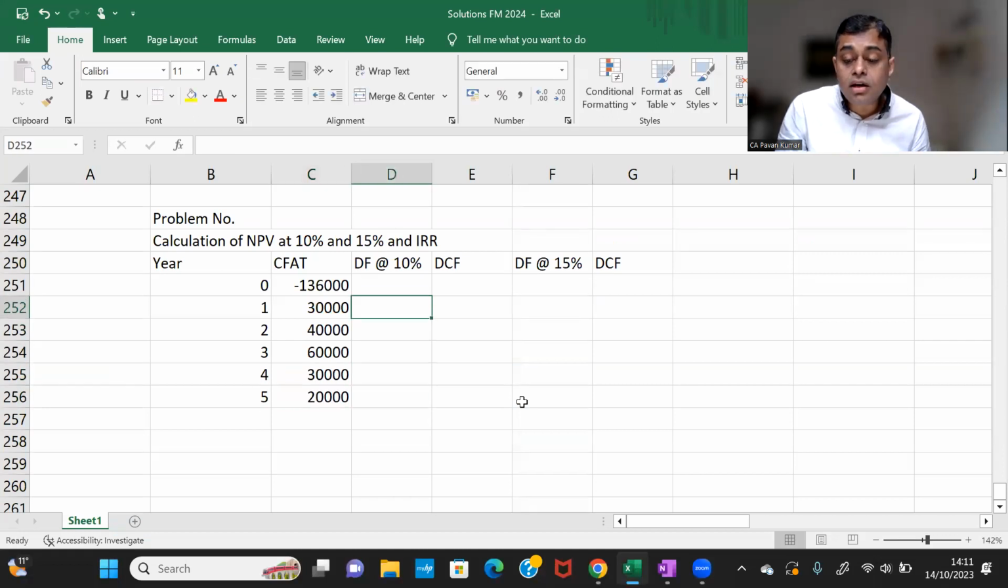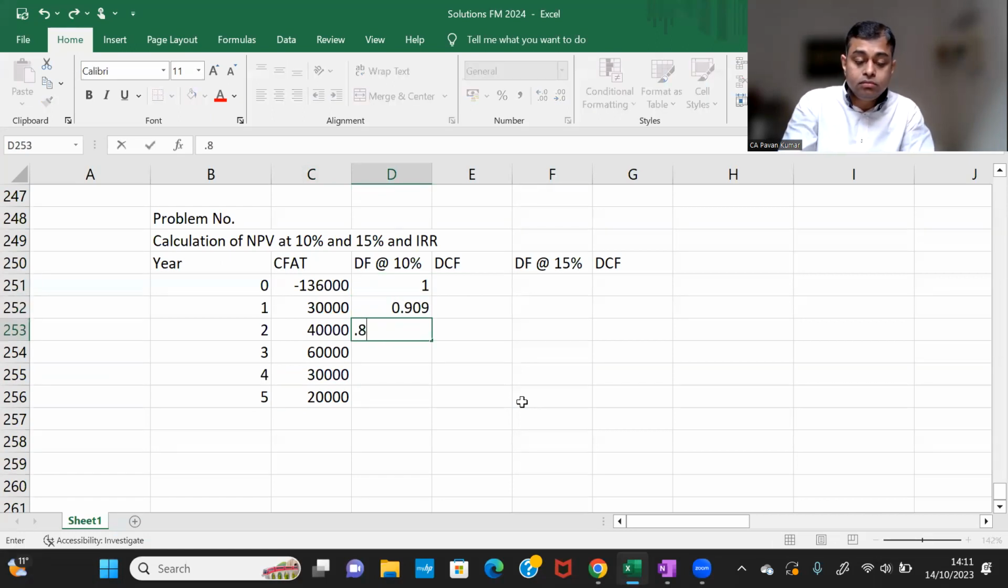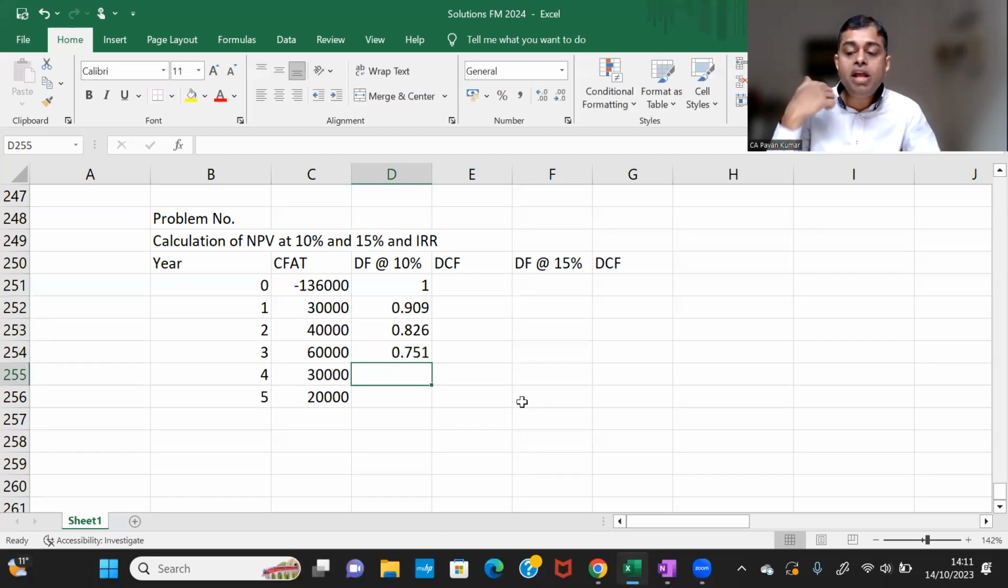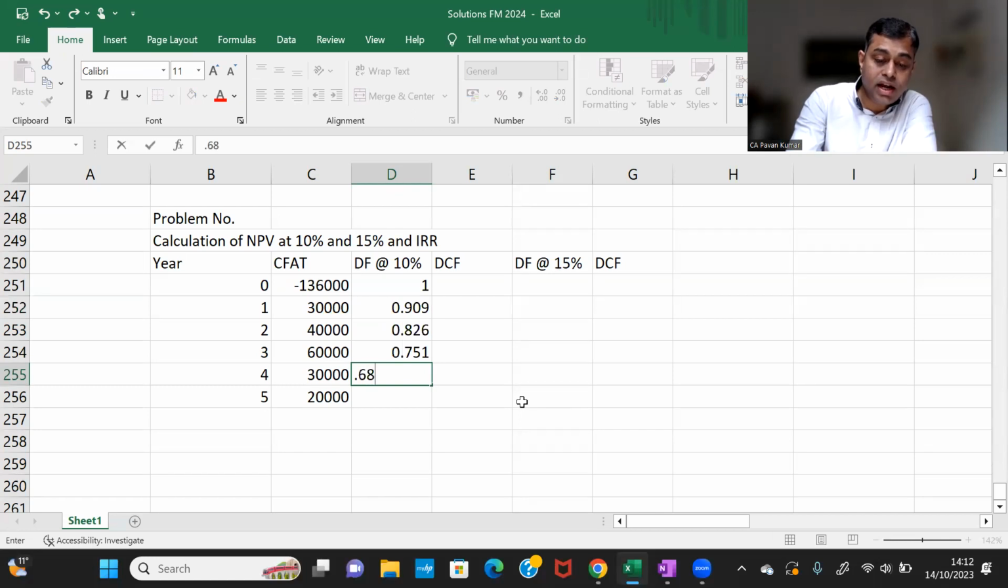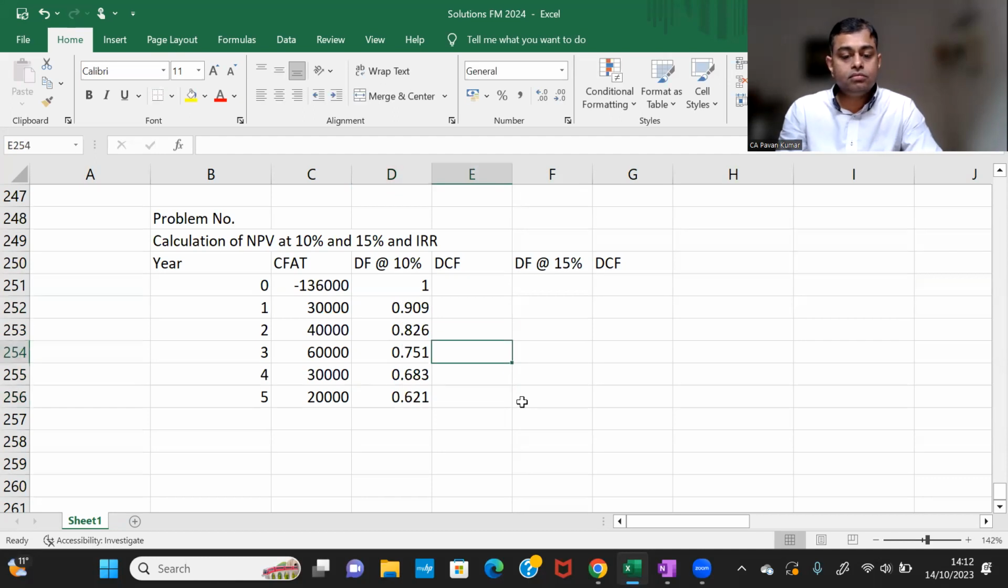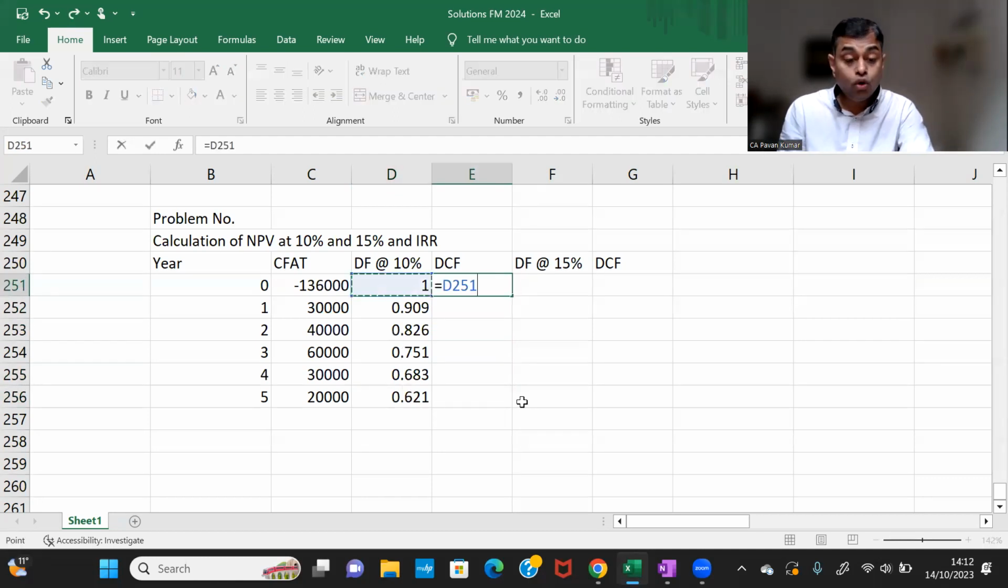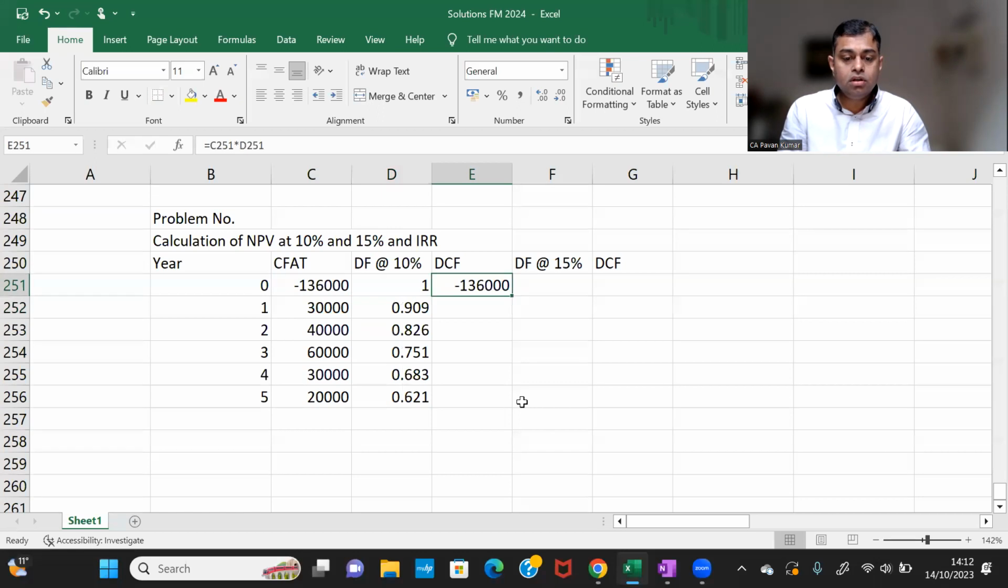Can someone help me with the discount factors at 10%, please? It is 1.909, 0.826, 0.751. What is the next one? 0.683, 0.621. Very good. Discounted cash flow is equal to this into this.